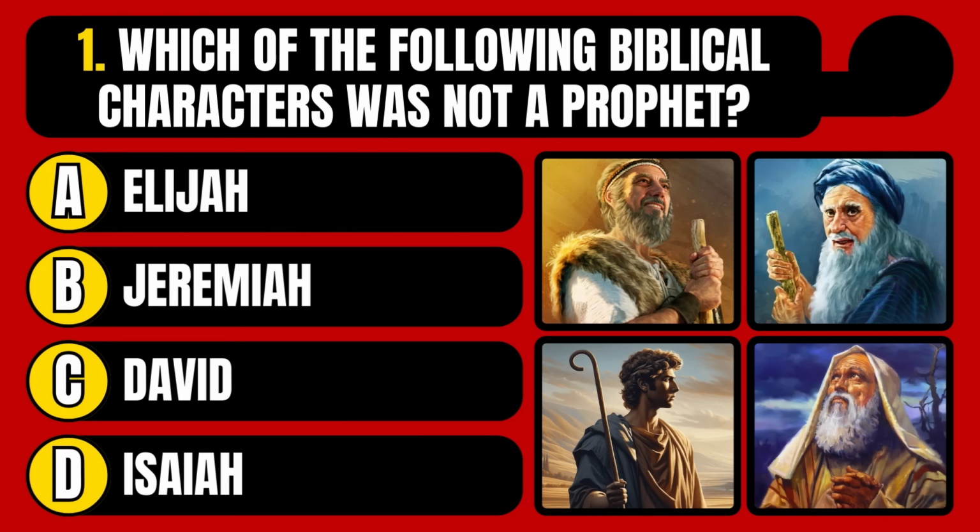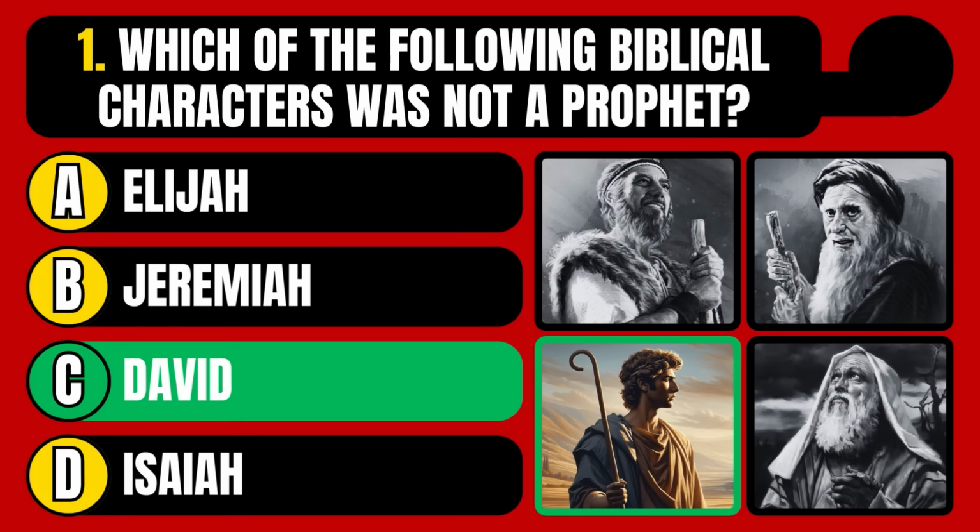Which of the following biblical characters was not a prophet? Elijah, Jeremiah, David, or Isaiah? The correct answer is option C, David.